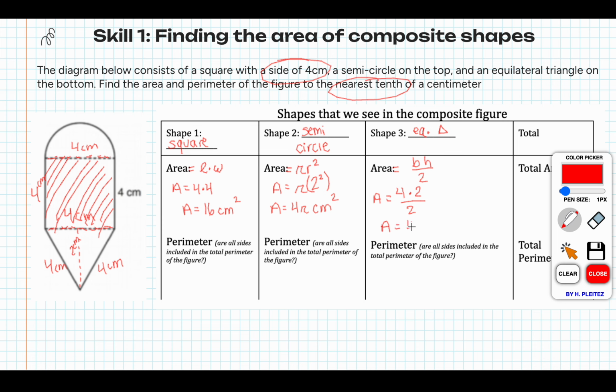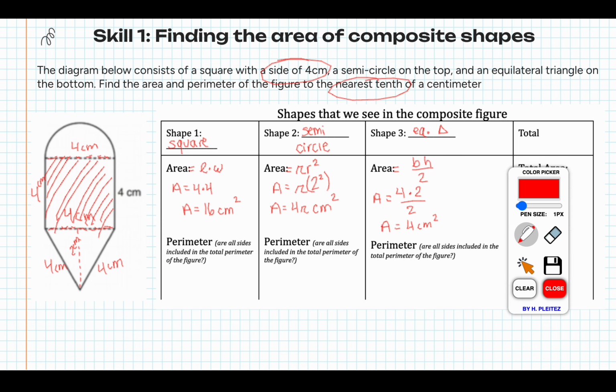And when we simplify that, we get 4 centimeters squared. Okay, now for our semicircle, we forgot to talk about this. This would be the area of a full circle with a radius of 2. But we don't have a full circle with a radius of 2. We have half of it, right? So what we need to do is divide this by 2.